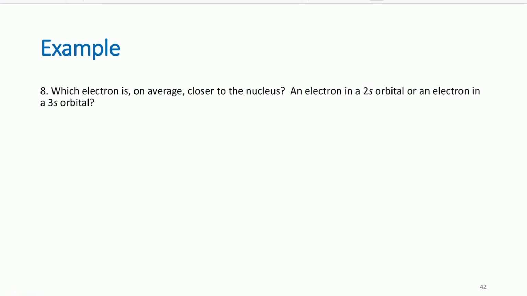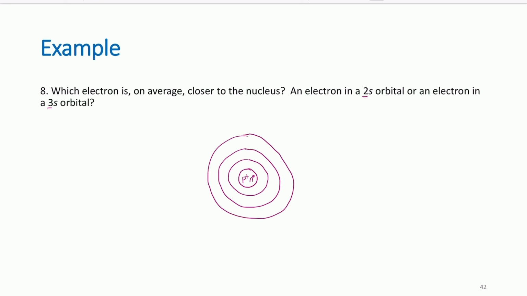Which electron is, on average, closer to the nucleus? An electron in a 2s orbital or an electron in a 3s orbital? Well, remember, what do these 2s and 3s mean? The 2 and the 3 tell you your energy shell. So you've got your nucleus with your protons and your neutrons hanging out. And then you've got your shells. n equals 1, n equals 2, n equals 3, and so forth.